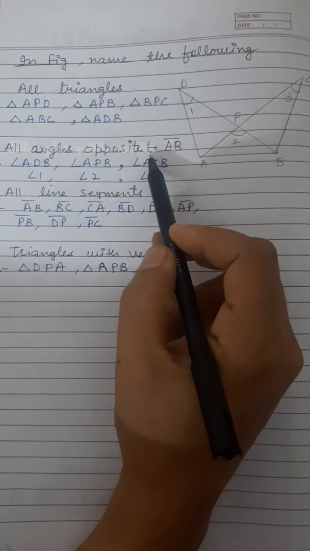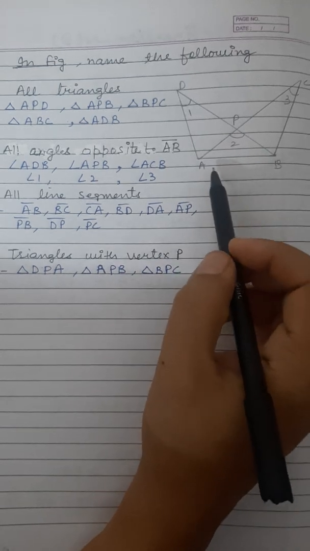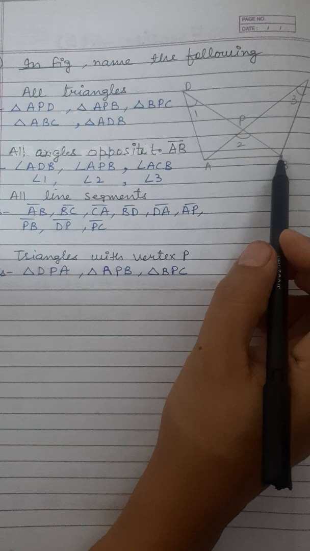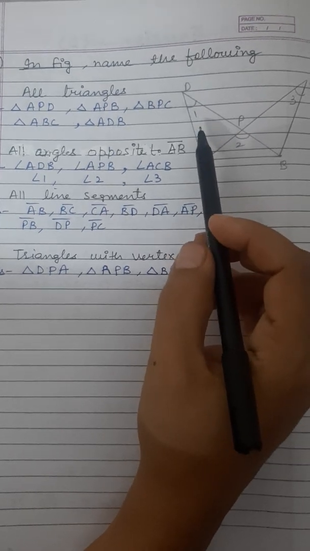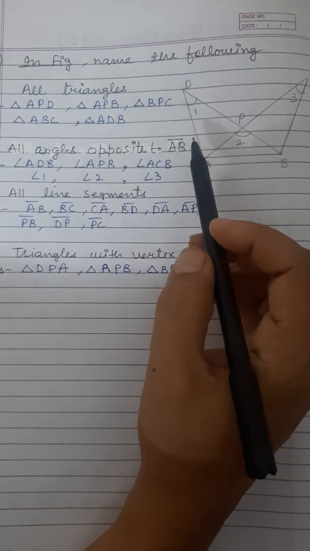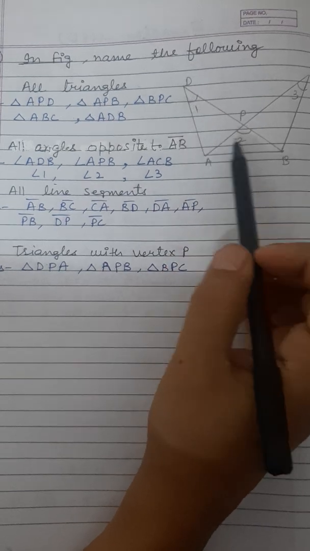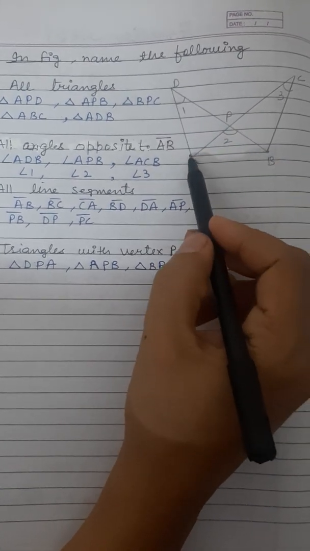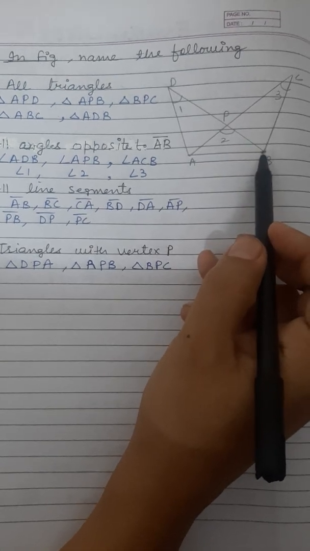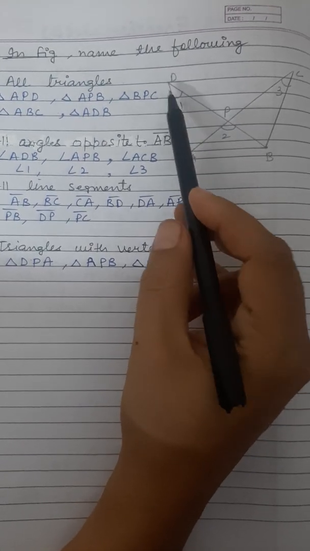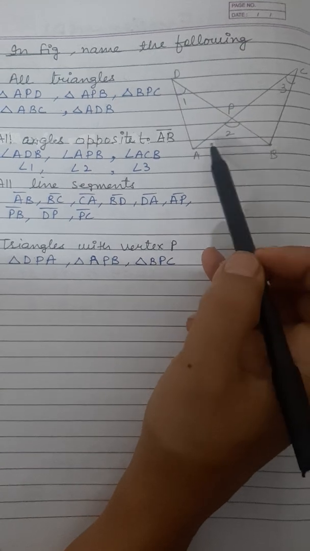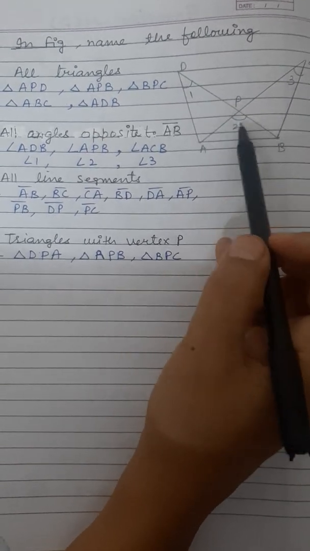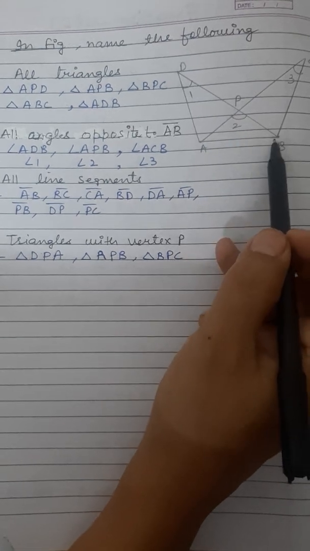All angles opposite to AB. See, this is the line segment AB. So how many angles are there opposite to it? I have given them numbers. It will be easy for you to recognize. See, this is angle 1, this is angle 2, this is angle 3. All these 3 angles are opposite to this line segment. So this is angle ADB, APB and ACB. So these 3 angles are opposite to this line segment.